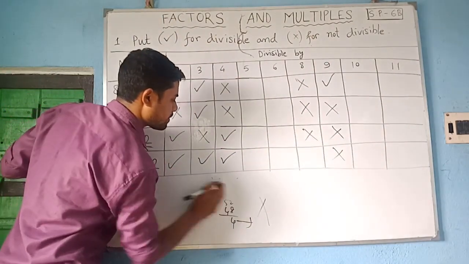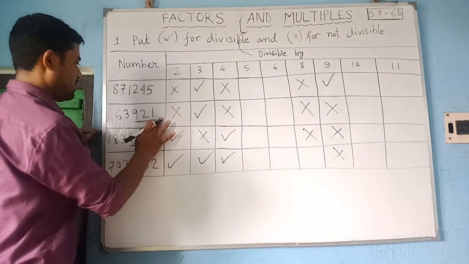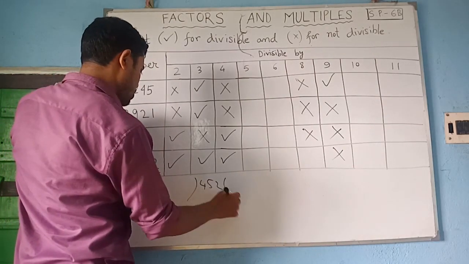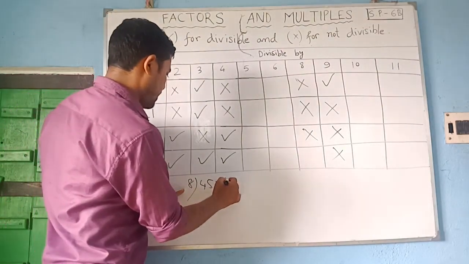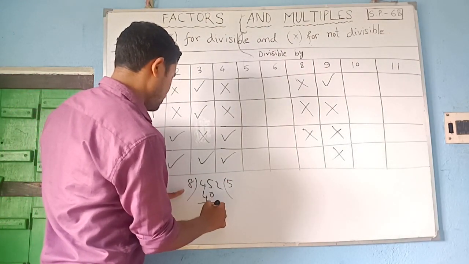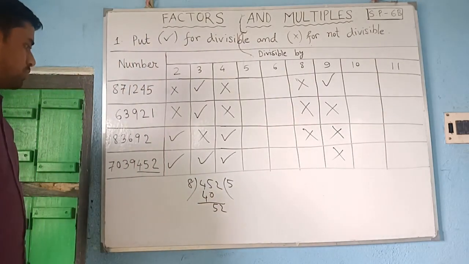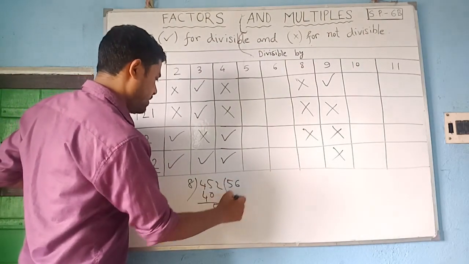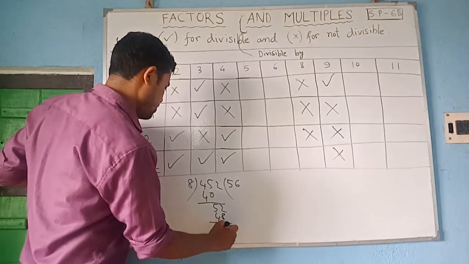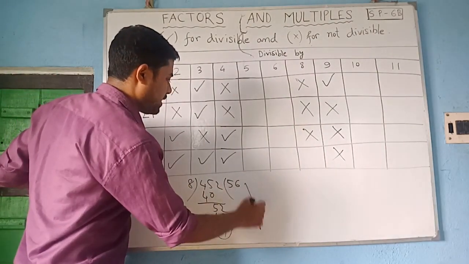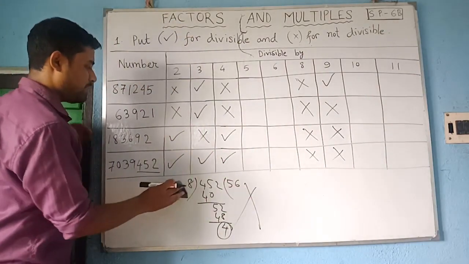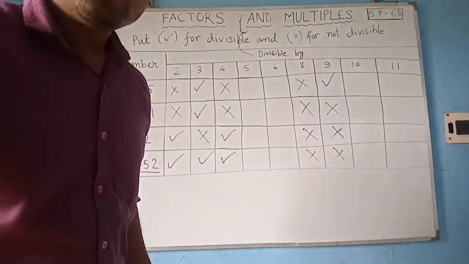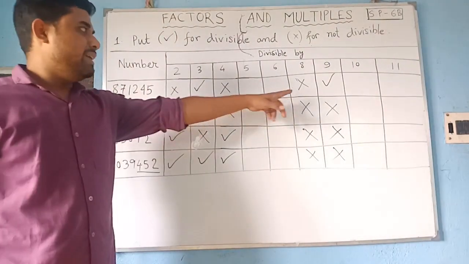And the last one, what is the number? The number is 452. Let's check for 8. 5 eights are 40, 5 2 again. 5 2, so we can't divide. So 6 eights are 48, 4. So this is not 0. So we cannot divide it. So these numbers are not divisible by 8. Is it clear? So I hope that you have learned the divisibility rule for 4 and 8.